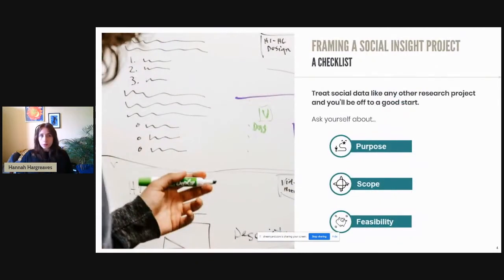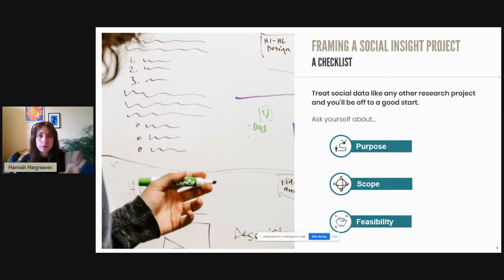So before we get to the query itself, I'd like to just talk about what you need to think about when you're first starting a social insight project. Because if we want to gather the most relevant data, we need to know exactly what it is that we're trying to find out. So spending time at the beginning of a project really fleshing that out will save you loads of time further down the line when you're building and refining your query, when you're cleaning your data, and when you're actually doing the analysis.